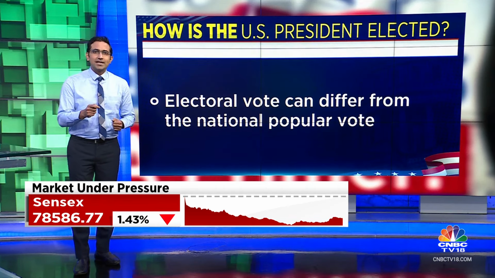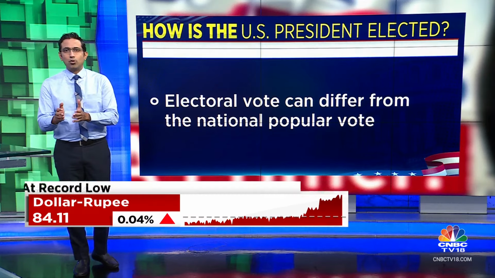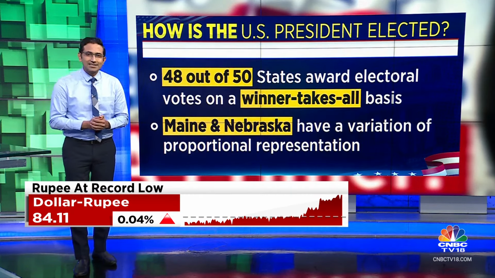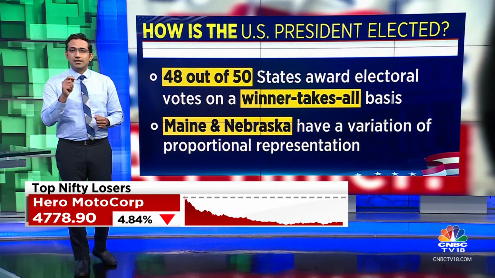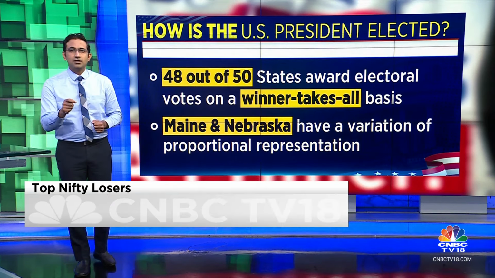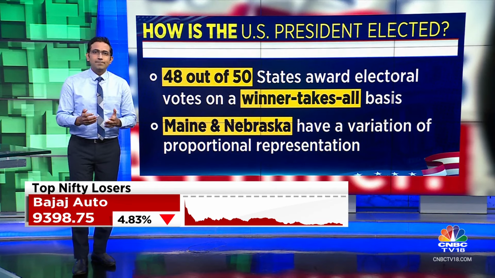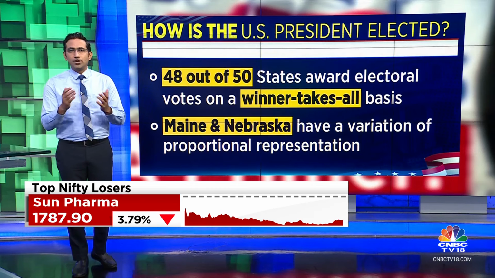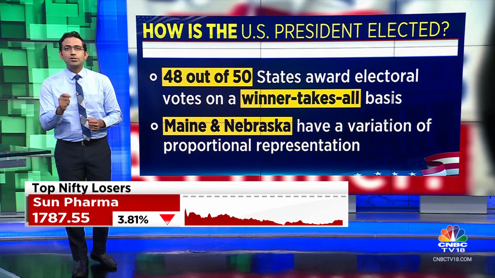Basically, each state has a certain number of electoral votes, and depending on who wins that state vote, all the electoral votes of that state go to the winning candidate. In that sense, it is a bit of a winner-takes-all situation, state by state. This is true for 48 out of the 50 states, except 2 states, Maine and Nebraska, which follow a system of proportional representation. So basically, the way the US election system is set up, a candidate could win the overall popular national vote, but still lose the Electoral College and hence lose the election.